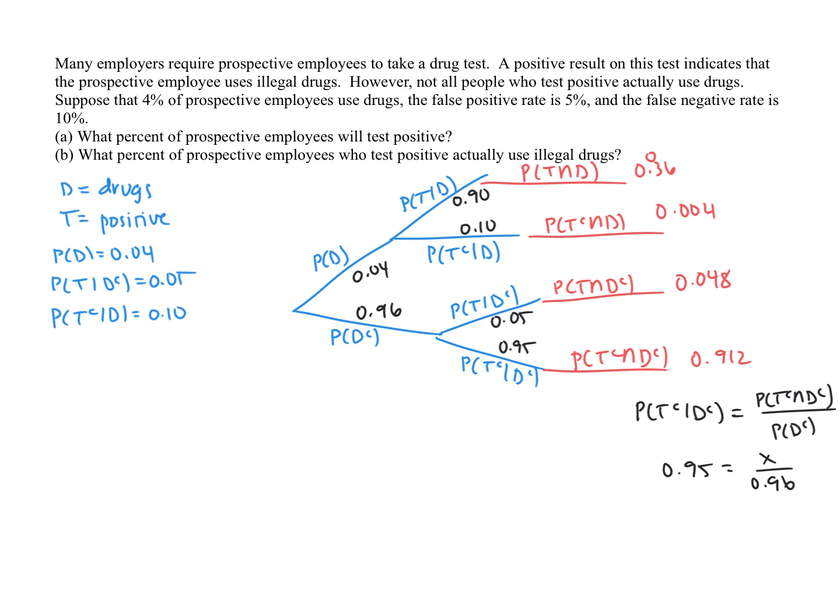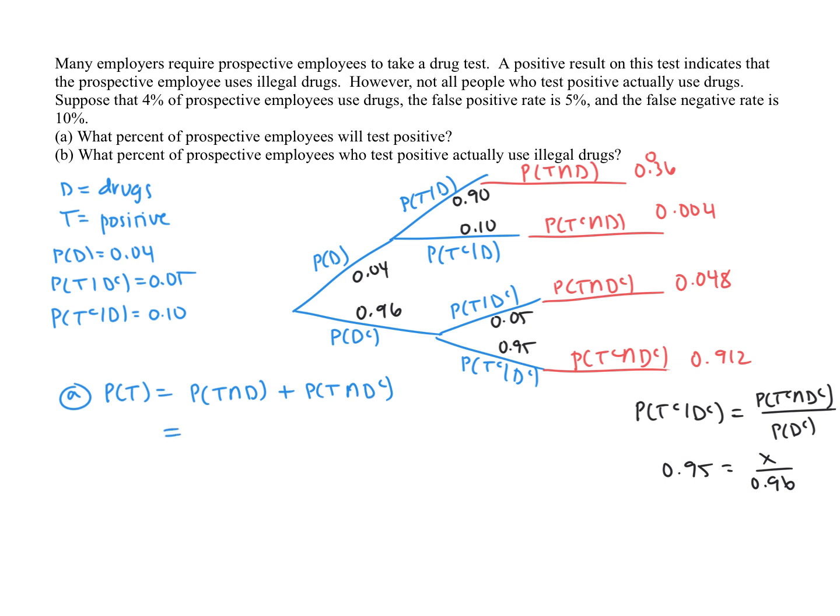Okay, questions on that before we actually do A and B? Okay, so for A, what % of prospective employees will test positive? So we're looking for the probability of testing positive. This is one we talked about is not a formula. Instead, we say there's only two ways to test positive. Either the person tested positive and they use drugs, or they tested positive and they don't use drugs.